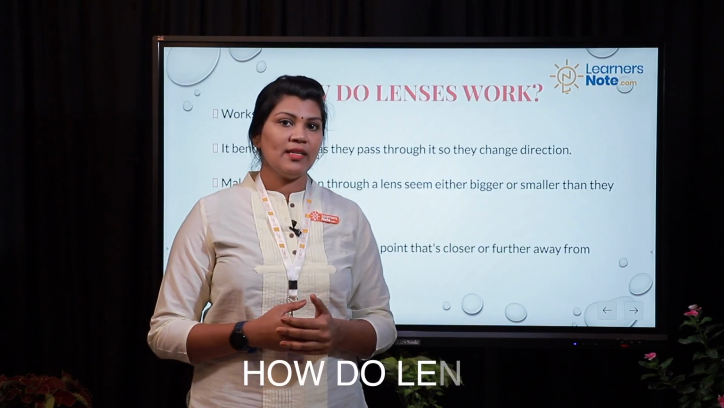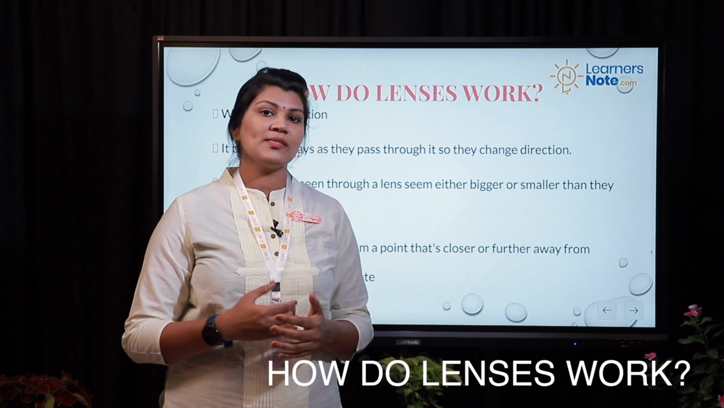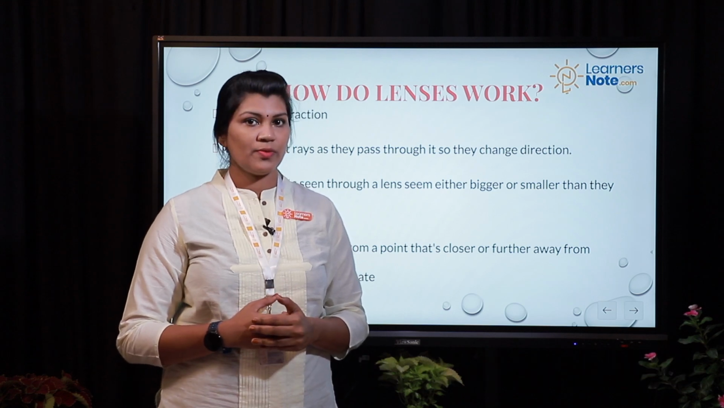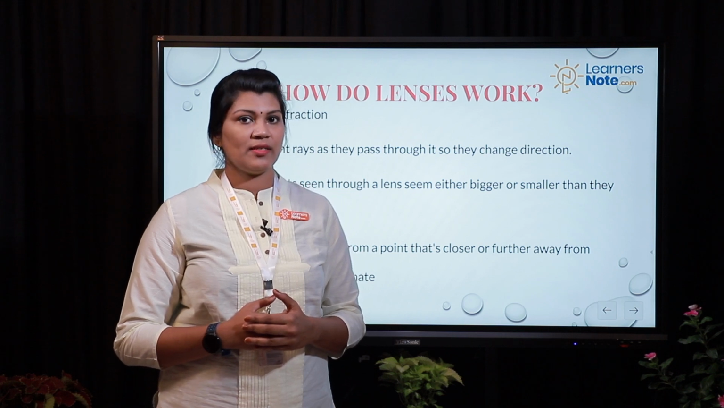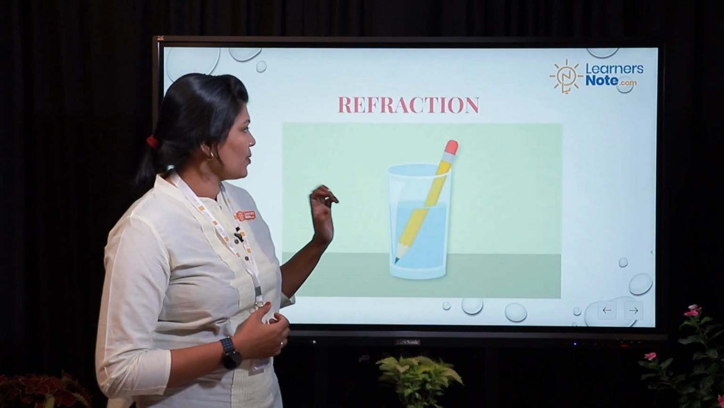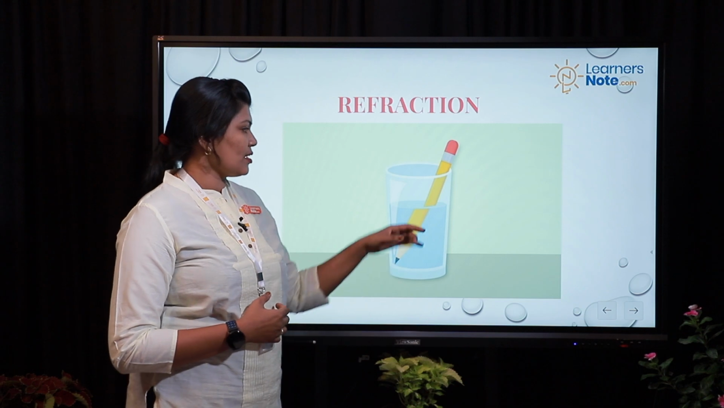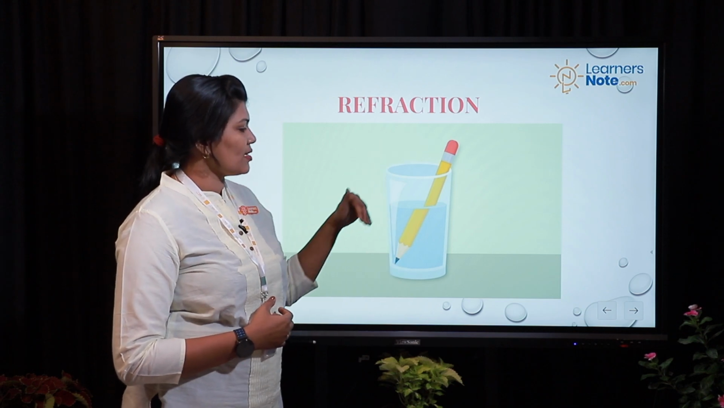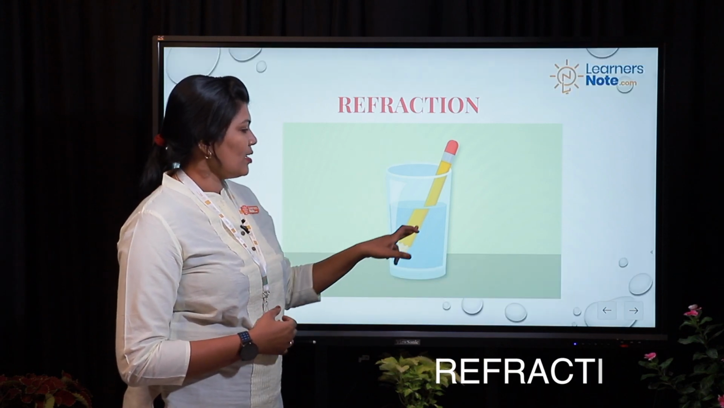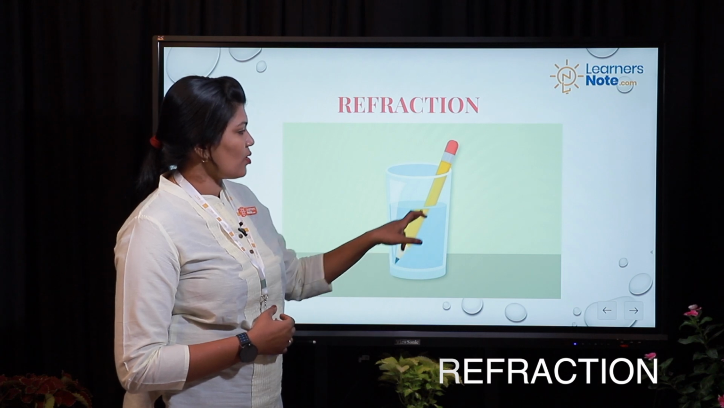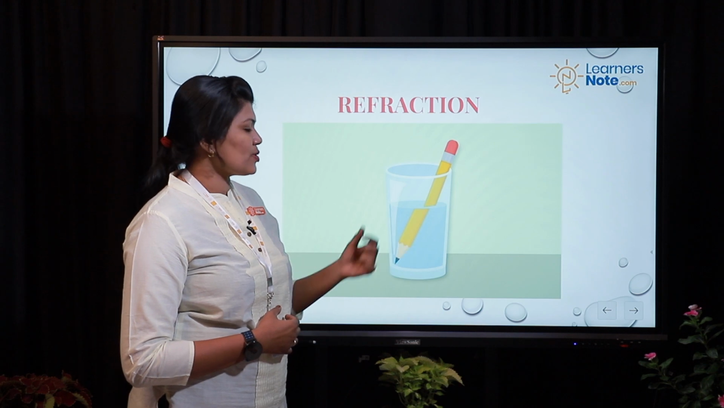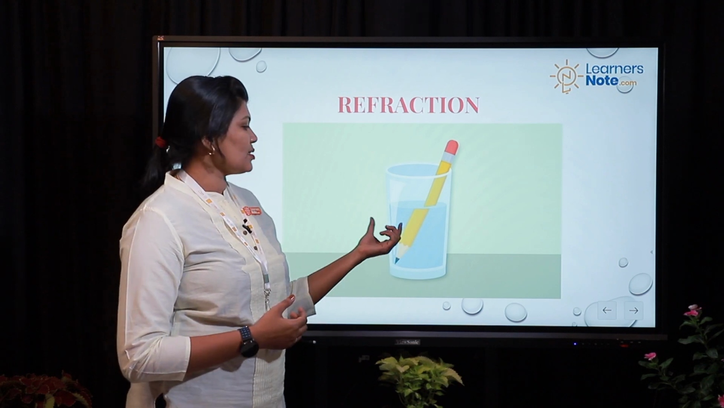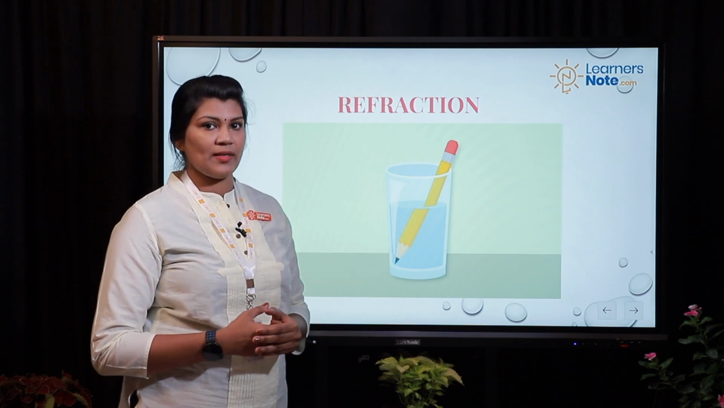Before going into detail, we have to know the working principle of the convex lens also. The working principle of a convex lens is refraction. You can see in this picture that this pencil is inserted in this water, and here you can see that the image of this pencil is shifted, and the size has also increased. This is due to refraction.